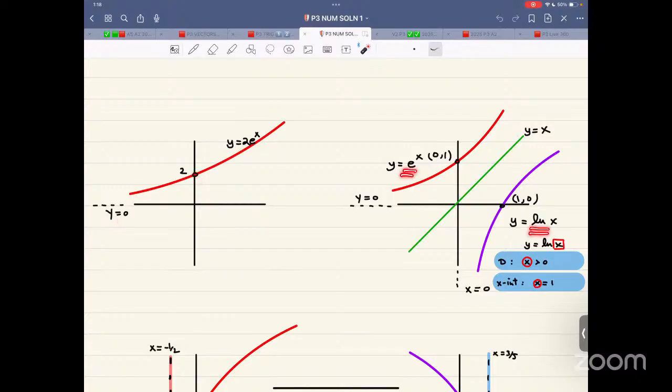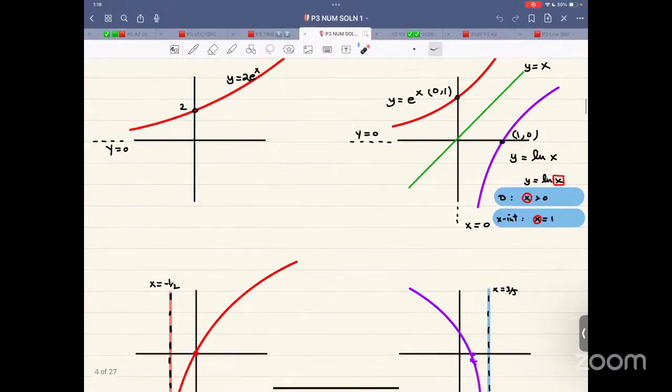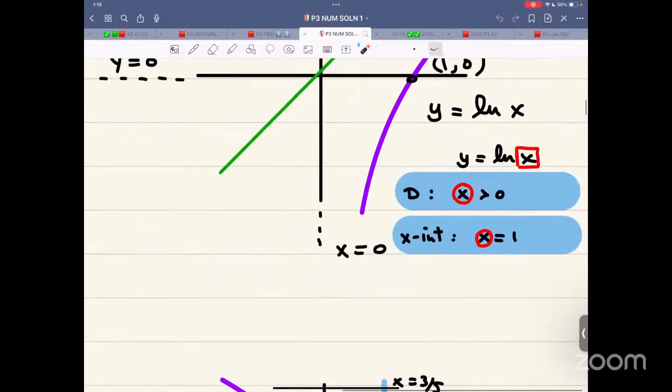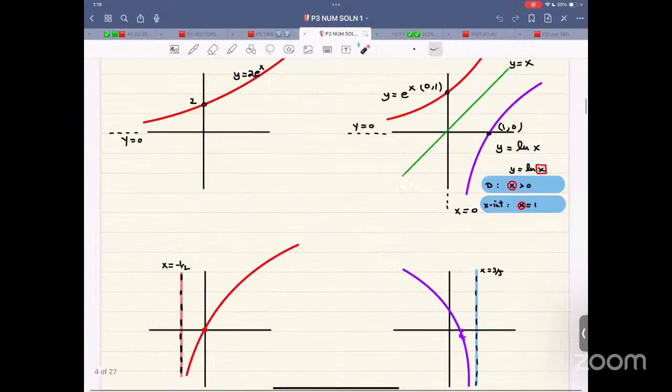e^x and ln x, they are reflections of each other in the line y is equal to x. How do you draw the graph of ln x? This was asked, I think, in October-November 2025 in one of the numerical solution questions. Y is equal to ln x. Two things are necessary. In order to find the domain, x is greater than 0. In order to find the x-intercept, whatever is inside equals 1.